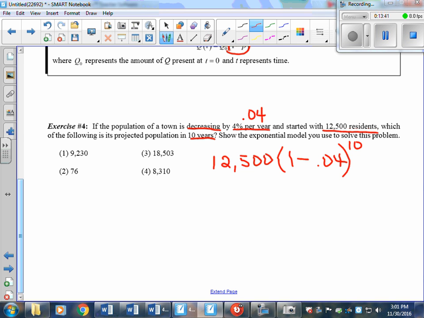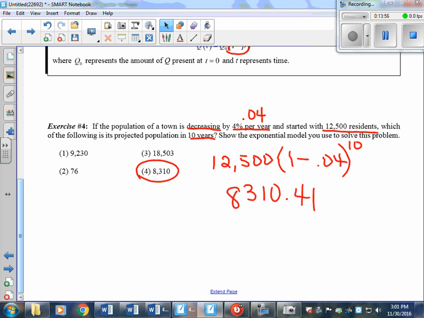we come up with 8,310.41. Well, obviously we have to round that, so here's the answer right here. We don't have 0.41 people, so most of the time they will ask us to round populations. Write down what you need to and meet me at exercise 5.